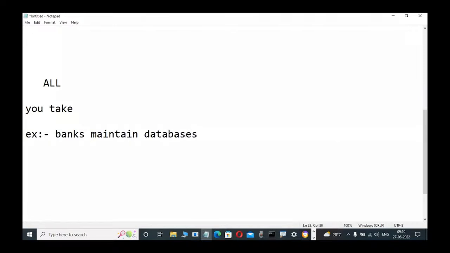Now observe here, what is the purpose? They are maintaining databases for storing what? Yes, very good. For storing day-to-day transactions. Some fellows are telling correctly. Day-to-day transactions purpose only.